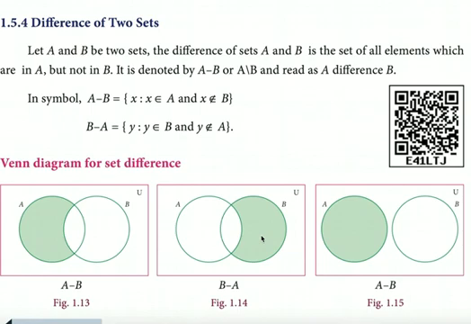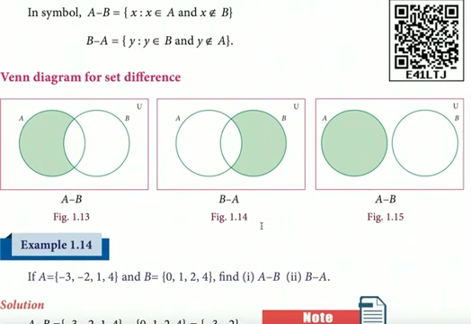It is denoted by A minus B or A slash B, read as A difference B. In symbols, A difference B equal to {x : x belongs to A and x does not belong to B}. B minus A is {y : y belongs to B and y does not belong to A}.